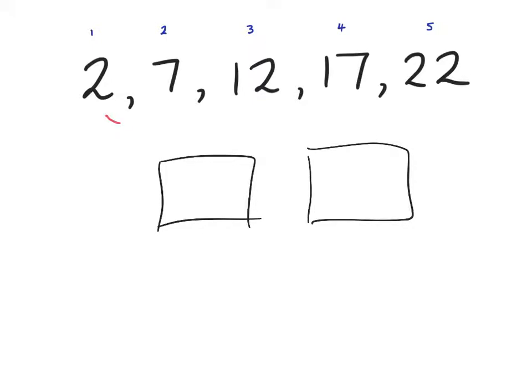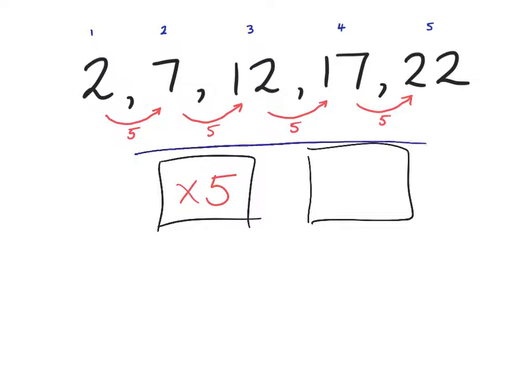So first thing we do is we look for the gap of what they're going up in. Hopefully you've noticed that these are going up in 5s. Because they're going up in 5s, that will be our multiplication. Our multiplication is always the gap, and these gaps are 5. So the multiplication is 5.